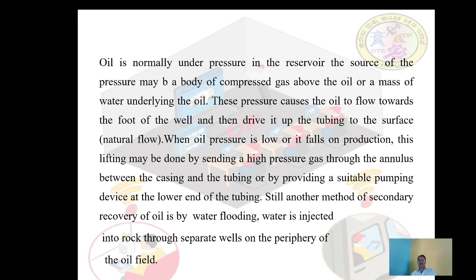When the oil pressure is low or it falls on production, the lifting may be done by sending a high pressure gas through the annulus between the casing and the tubing, or by providing a suitable pumping device at the lower end of the tubing. Still another method of secondary recovery of oil is by water flooding. Water is injected into the rock through separate wells on the periphery of the oil field.